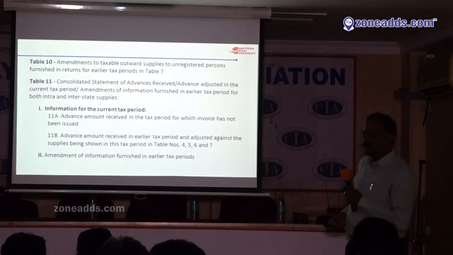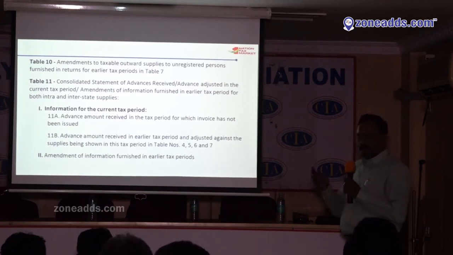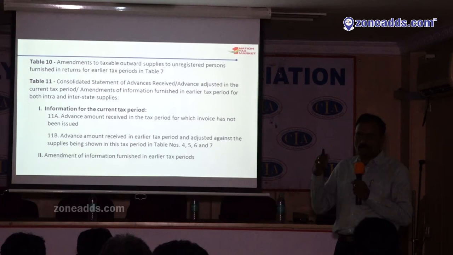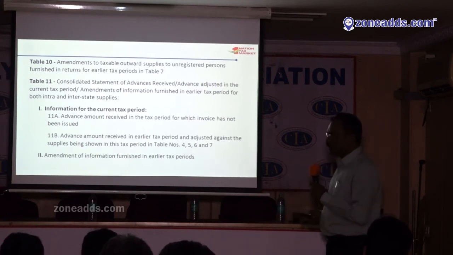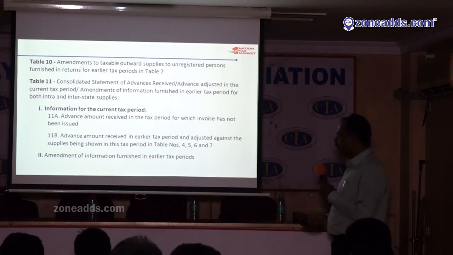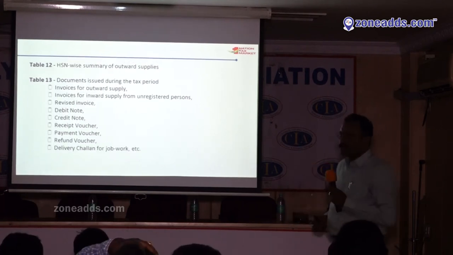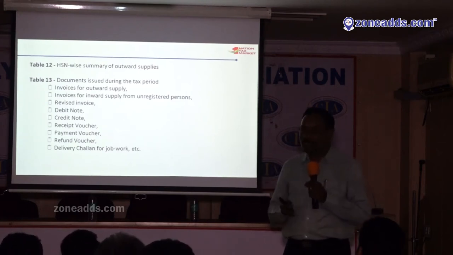So table 11 is regarding advances received and adjusted. Advance received during the current month, and also advance received in the previous month and adjusted this month. All those details come in table 11. There are again two sub-tables, table 1 and table 2. And table 12 is the HSN summary. So how many HSN codes you have? So HSN summary you have to give.